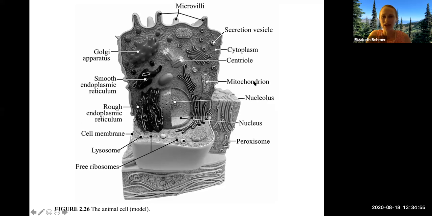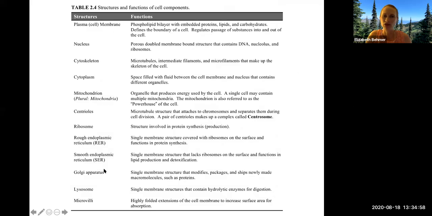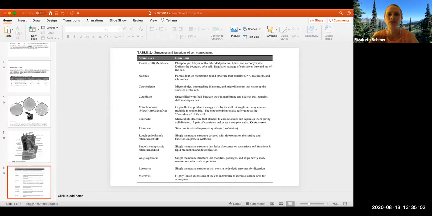And I think the next slide takes you through all those structures I listed and their functions that I'll let you guys review on your own. So those are the 2 exercises.